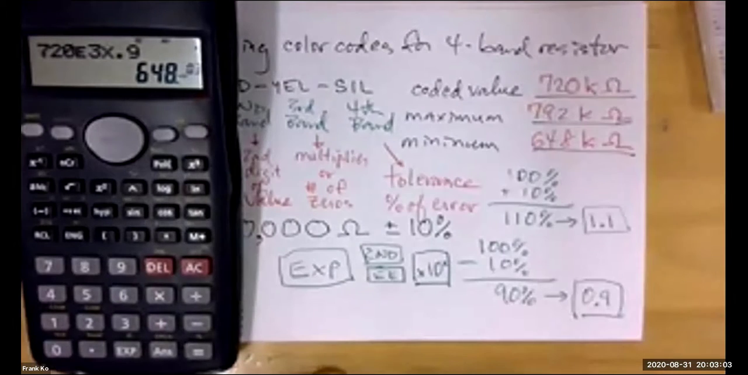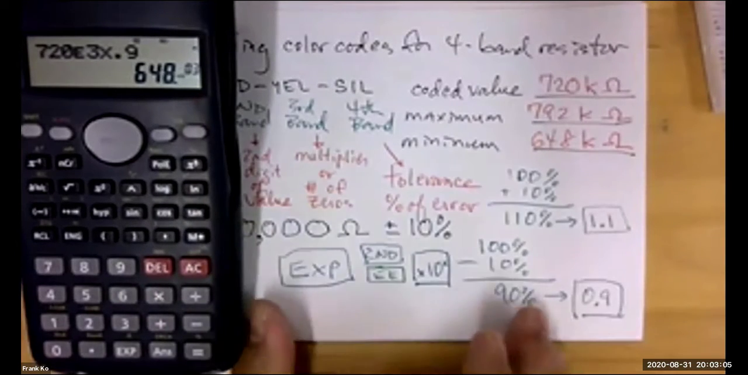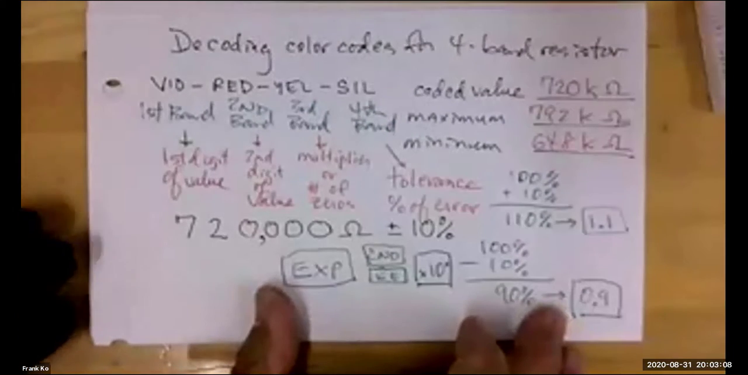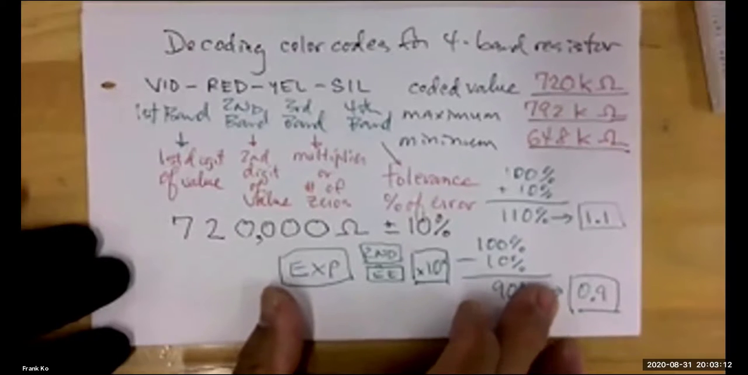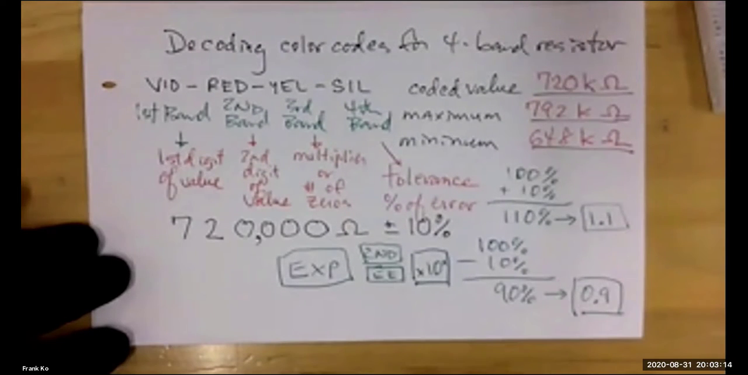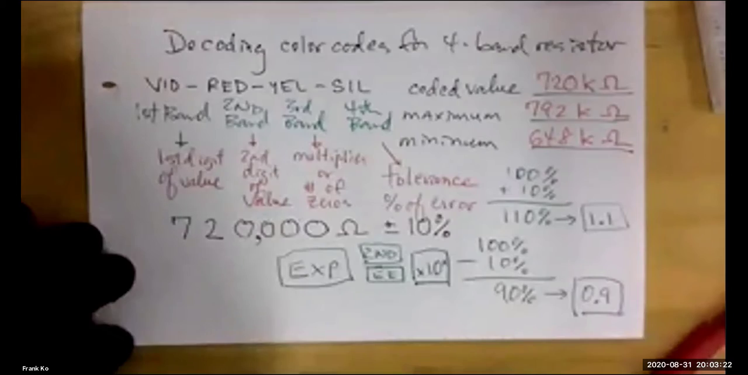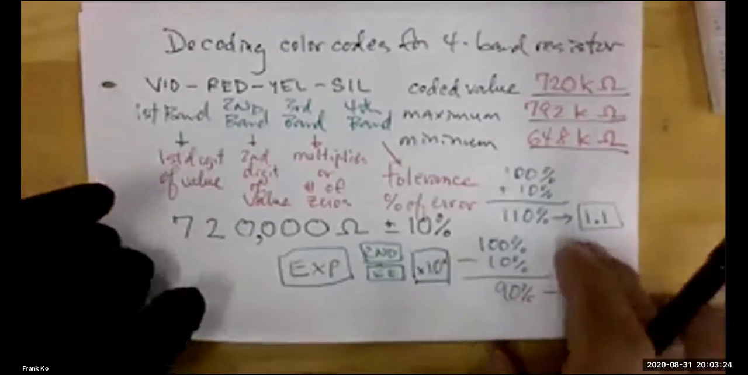There we go. So is everybody happy with how to decode a 4-band resistor? This is good review. We've done this a couple times before, and this is good practice for us for the process. Everybody good with this so far? Yes. All right, so the next thing we're going to do is to decode a 5-band resistor.